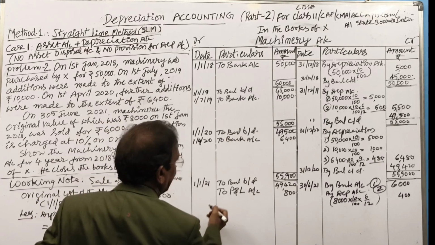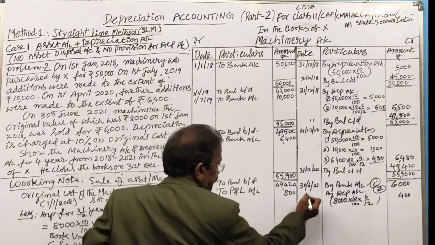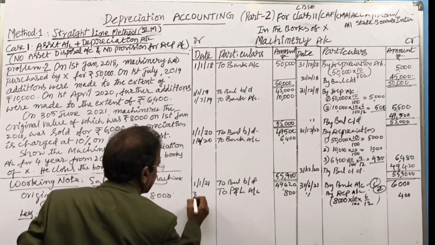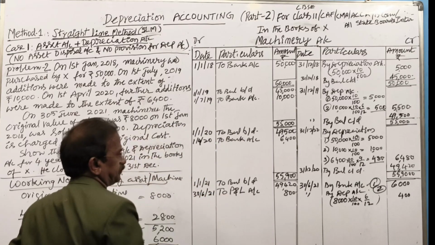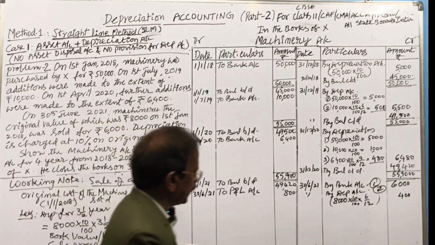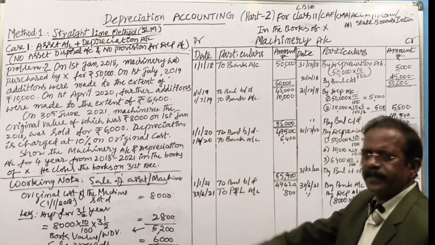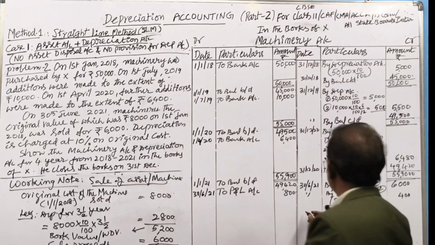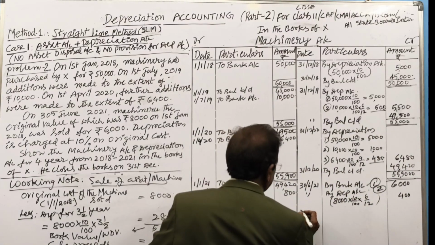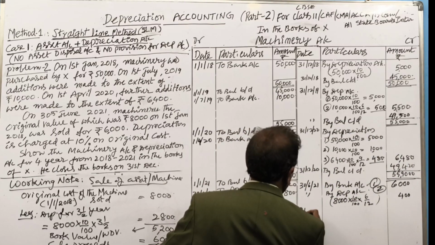So what is the date? That is the date of sale, 30th June 21. Now after writing this, we have to go to the end of the year and calculate the depreciation. What is the end of the year? 31/12/2021.